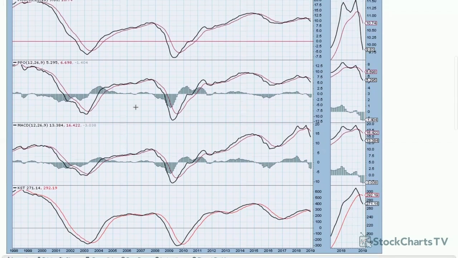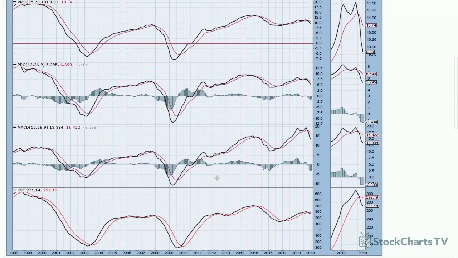Just recently in 2018, you can see on the thumbnail chart where it did dip and give us a whipsaw signal. The MACD has similar problems in terms of whipsaw, but not quite as bad as the PPO. Well, anyway, let's go to the KST.